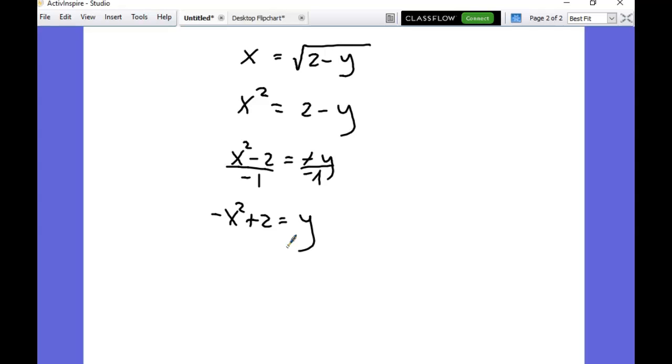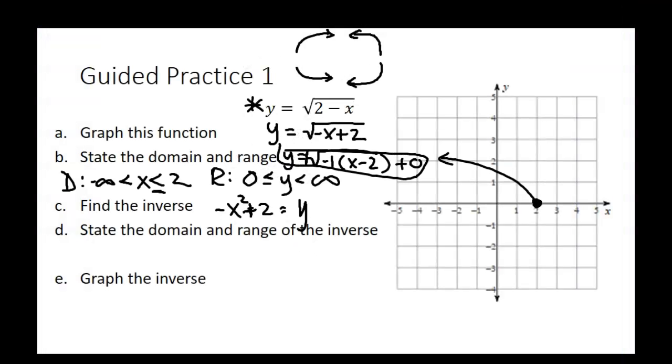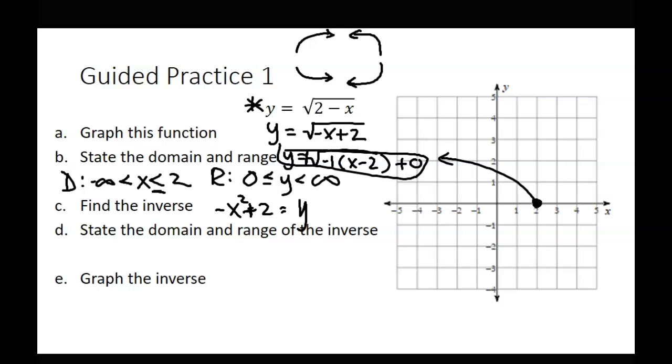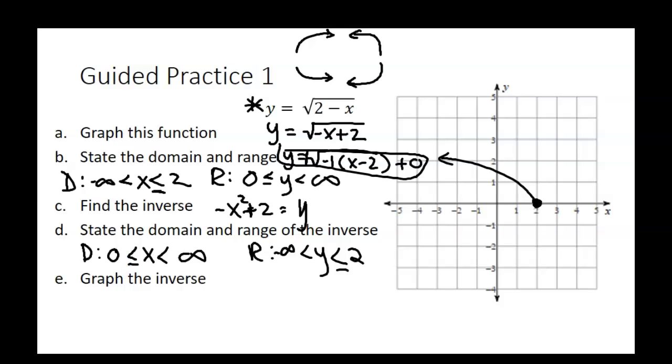All right, so here's our next thing. I want you guys to now state the domain and range of the inverse. That shouldn't take too long. Go ahead. Good. And we're going to put equals for the ones that have numbers on them. So there you go. All right, now we get to do the fun part. We get to graph the inverse.